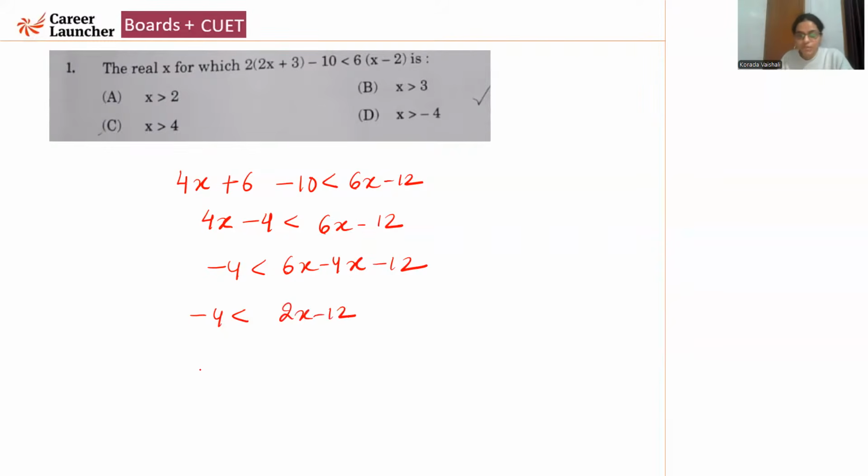Now add 12 to both sides. So this is going to be minus 4 plus 12 is less than 2x, and this is going to be 8 is less than 2x. So this will give you that 4. So basically, x is greater than 4, which is option number C. So let's move on to the next question.